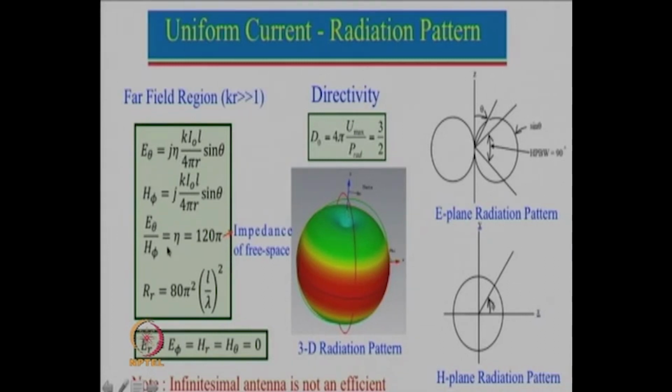So, E theta by H phi is equal to eta, which is 120 pi, the impedance of free space. That means for a wave propagating in free space, E theta and H phi will be perpendicular to each other. So, the E plane and H plane will be perpendicular to each other, and the impedance ratio will be equal to 120 pi.